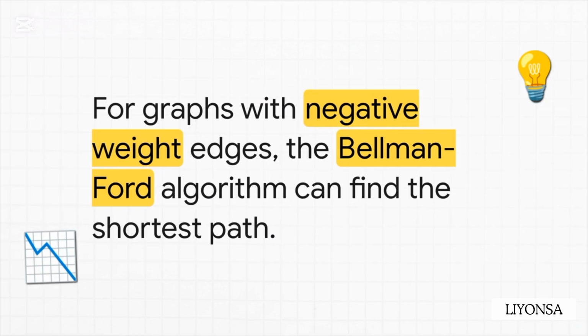Now, Dijkstra's is definitely the star of the show for things like roadmaps, but it does have its limits. For more complex problems, like, say, in financial networks where you might have negative costs, there's another algorithm called Bellman-Ford that can handle those really tricky situations.